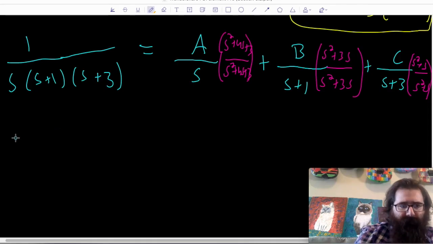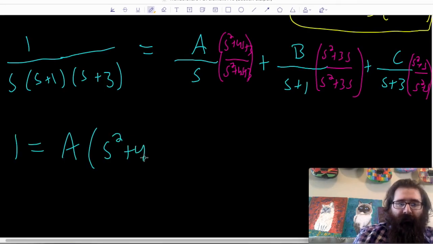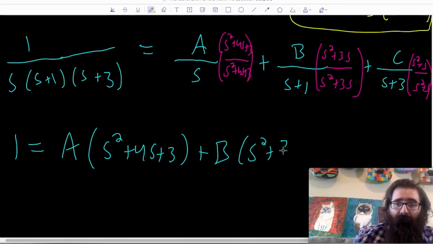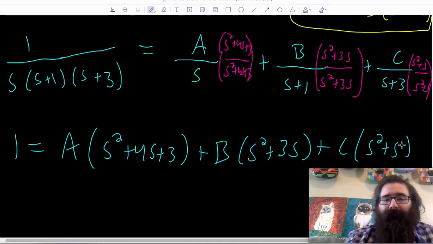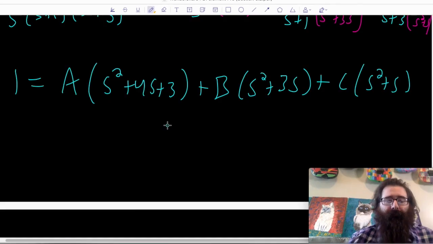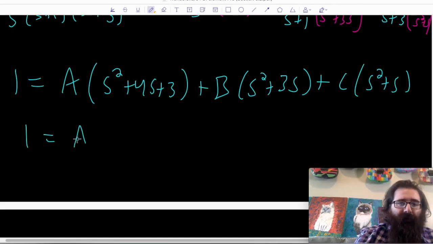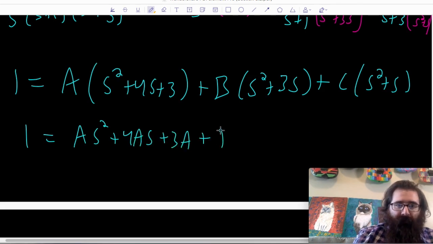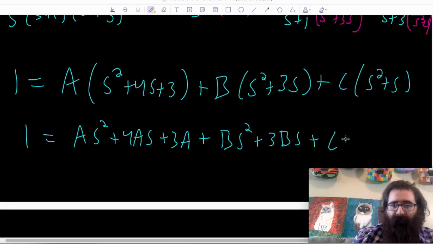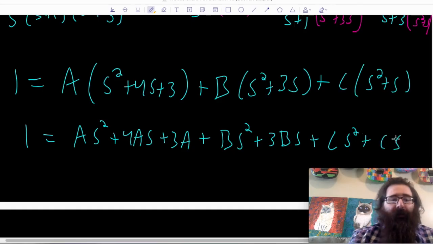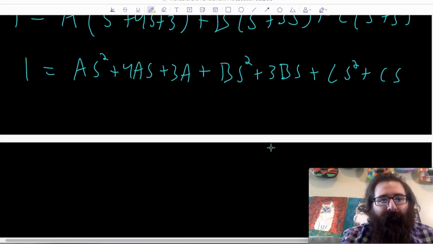Get those crayons out of my face. I got 1 equals a times s squared plus 4s plus 3 plus b times s squared plus 3s plus c times s squared plus s, and we expand this out. So I have 1 equals as squared plus 4as plus 3a plus bs squared plus 3bs plus cs squared plus cs, and set those like parts equal.